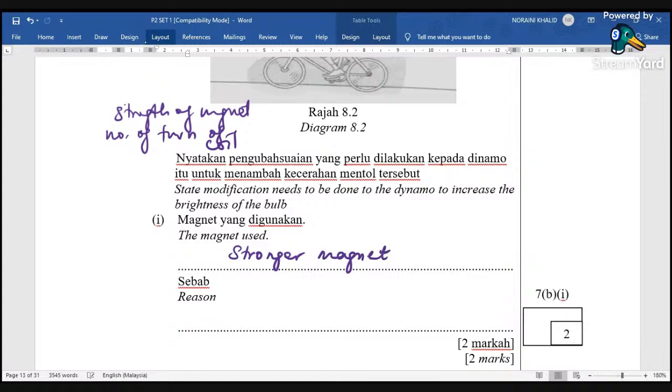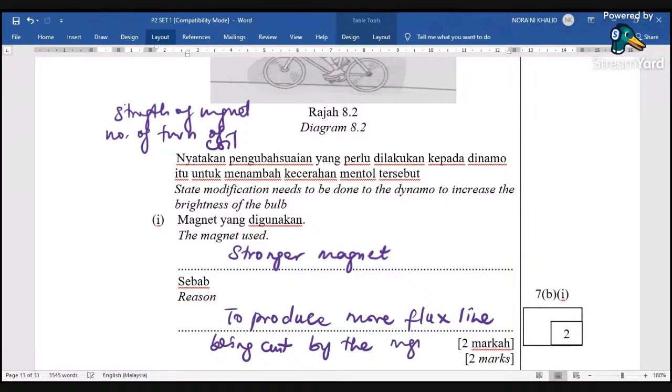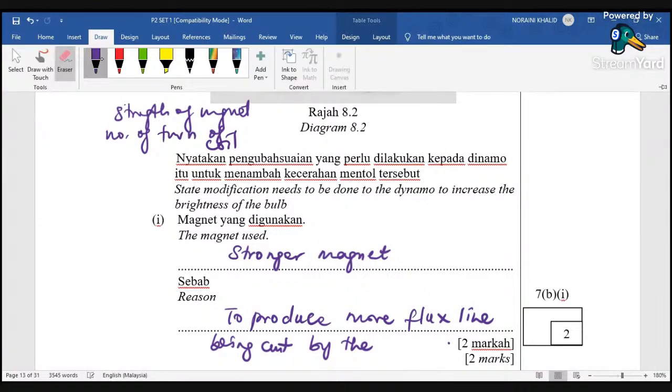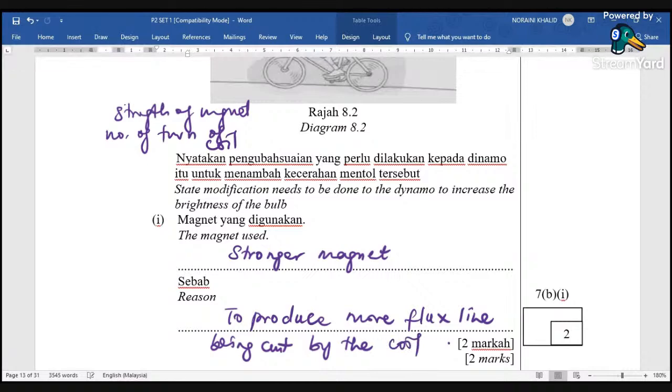Okay, reason to produce more flux line being cut by magnetic dynamo. Coil that cuts the magnetic flux of the wire.